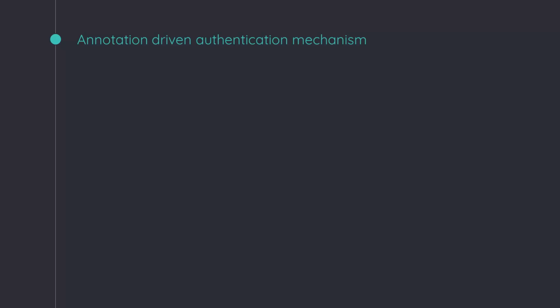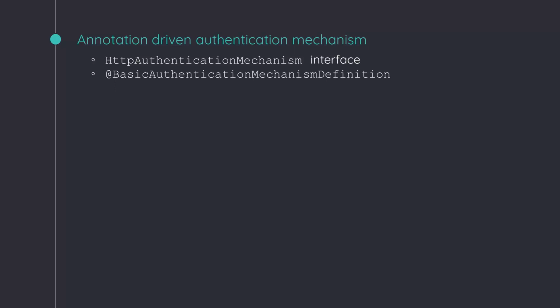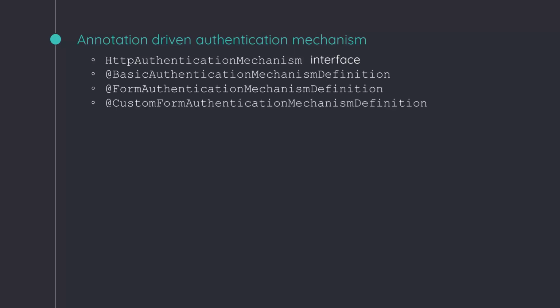This feature is all about configuring web security, which traditionally requires XML declaration in the web.xml file. This is no longer necessary, thanks to the HTTP authentication mechanism interface, which represents an HTTP authentication and comes with 3 built-in CDI-enabled implementations, each representing one of the 3 ways web security can be configured. They are triggered with the use of one of these annotations: basic authentication mechanism definition, form authentication mechanism definition, and custom form authentication mechanism definition.